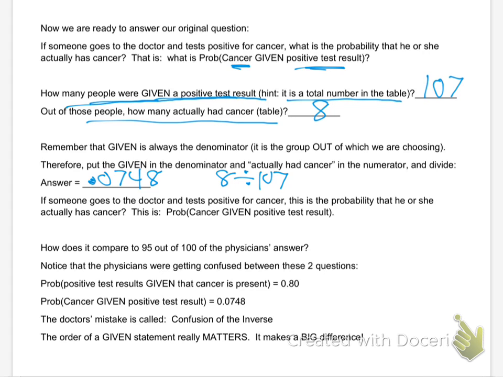And there's the actual answer. If you read those other words, remember, they estimated 80%. In reality, it's only a 7% chance. If you get a positive test result, you only have a 7% chance of actually having cancer. So different than the 80 and the confusion of the inverse.